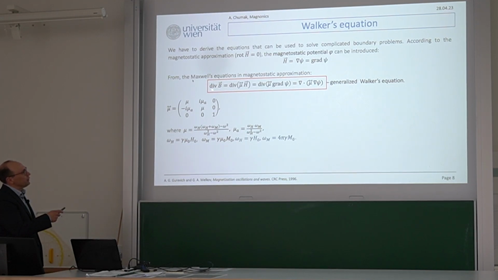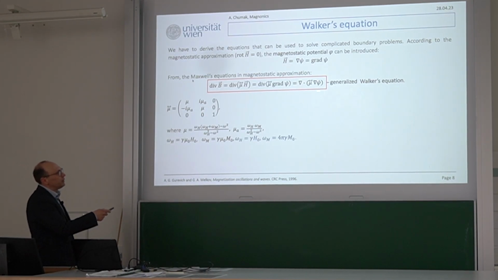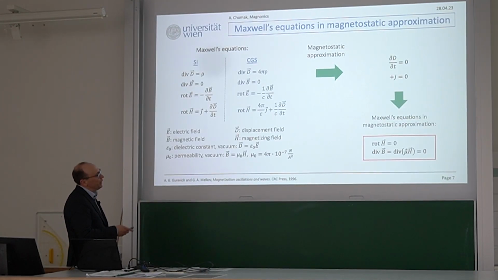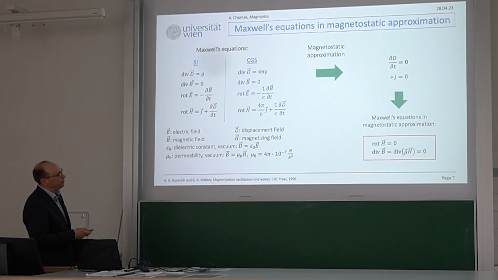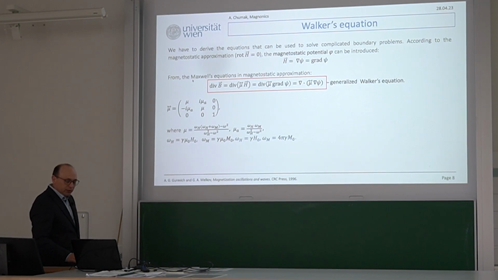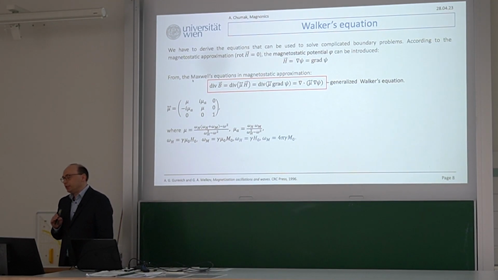Why is it interesting? Because then we come back to this equation: divergence B is equal to divergence of the tensor mu times H, which you rewrite in terms of the gradient of psi. And this is principally your generalized Walker equation, because divergence B, as we discussed, is equal to 0, yeah? So this should stay equal to 0. So this is our Walker equation. But that's not the form in which he wrote it at the very beginning.